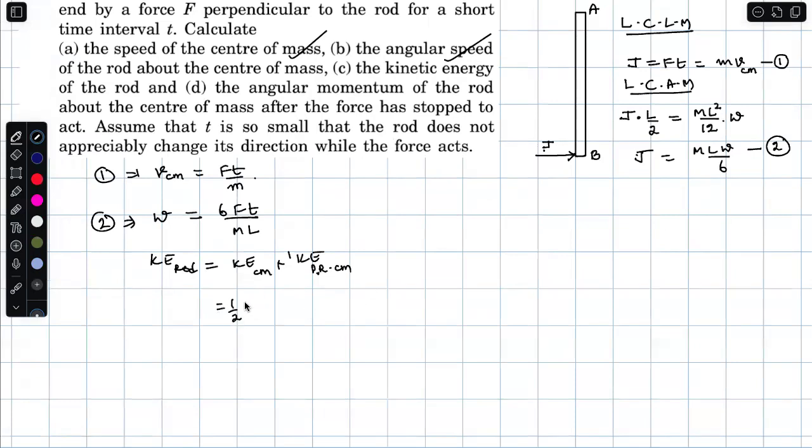This is equal to half M V CM square plus half I omega square, where I is M L square by 12, and omega square is 36 F square T square by M square L square.